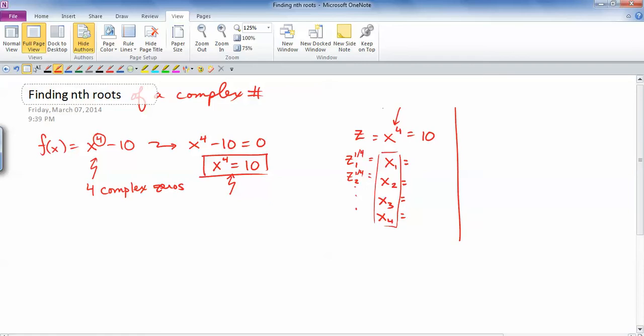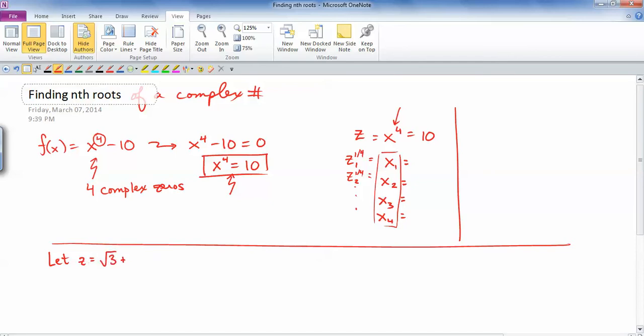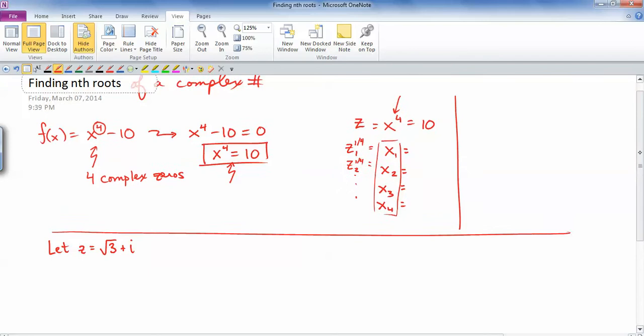So let's look at a problem here. I'm going to make up an example. Let's let z equal root 3 plus i. So when I phrase the question like this, then the question, instead of saying how many zeros are there, you would say how many 4th roots are there, and there are 4 of them, right? z sub 3 to the 1/4 and z sub 4 to the 1/4.